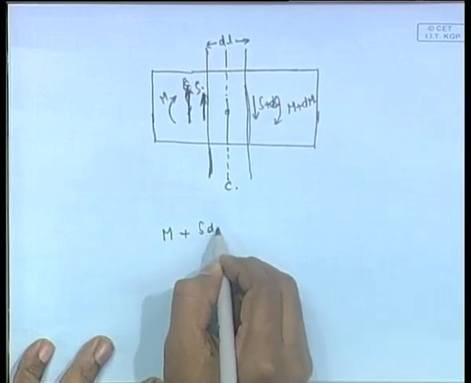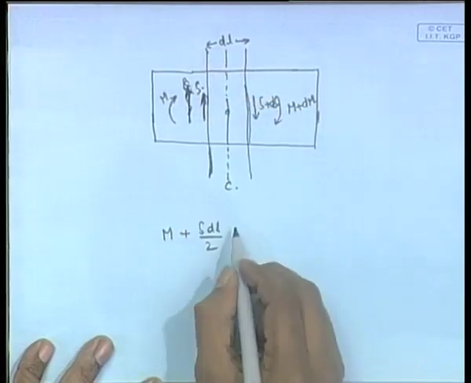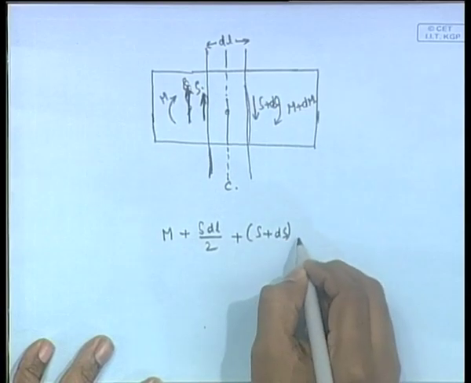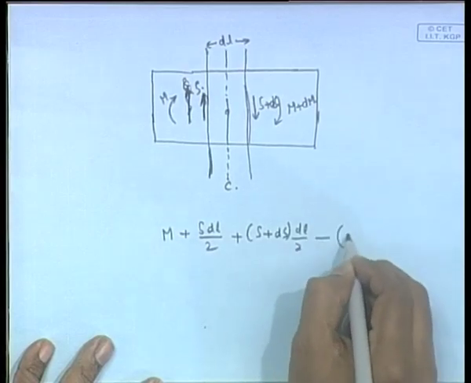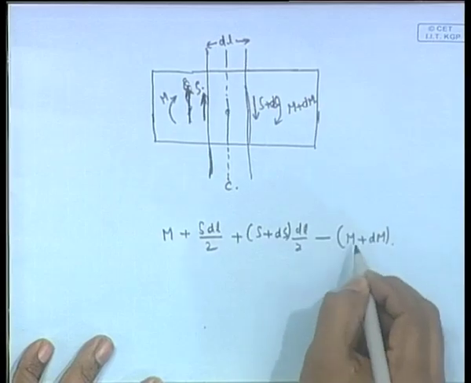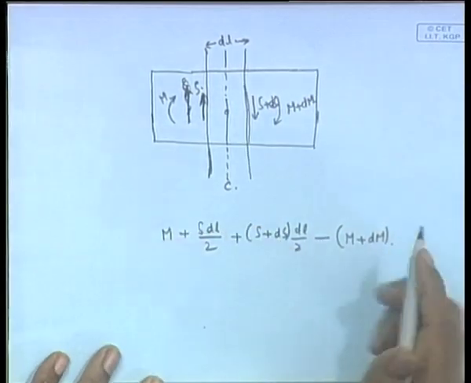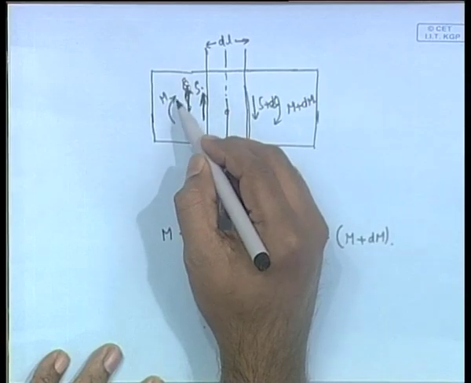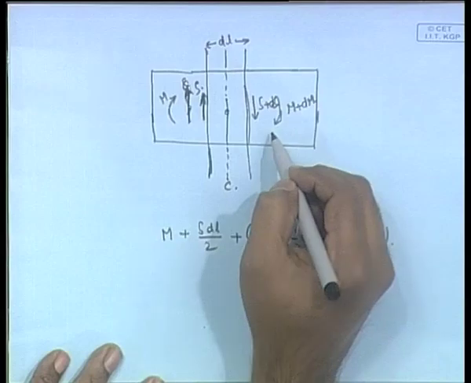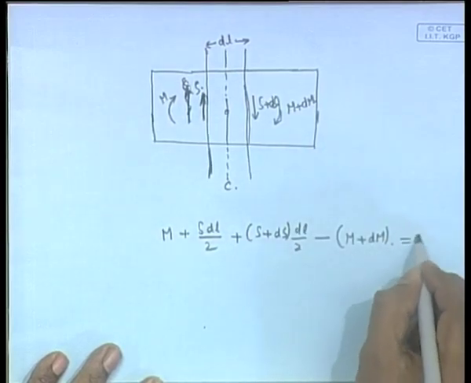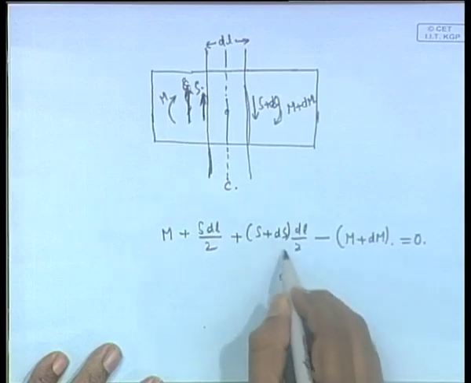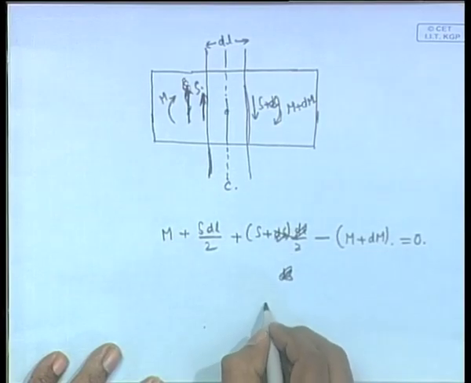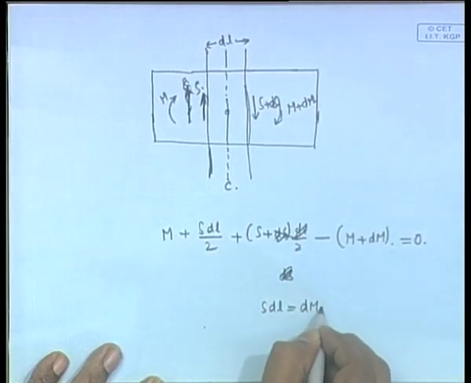If you take the moments about this point C, you will see that m plus s into dl by 2, plus s plus ds into dl by 2, minus m plus dm, equals 0. For the sign convention for m, if one direction is taken as positive this would be positive, but since it is like this it is negative, so m plus dm. Now if we neglect ds into dl by 2, since it is too small, you end up with the expression s dl equals dm.